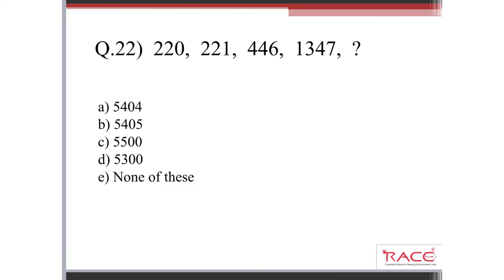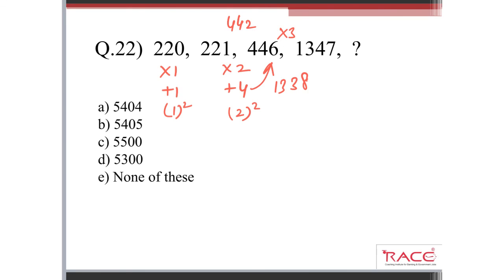220, or simply multiply by 1 plus 1. We have 221, multiply by 2 plus 4. Multiply by 2, 442 plus 4, 446. So here 1, I will consider it as 1 square. I will consider it 2 square. Next, multiply by 3, 1338 and 13... so plus 9. So it will be 3 square.